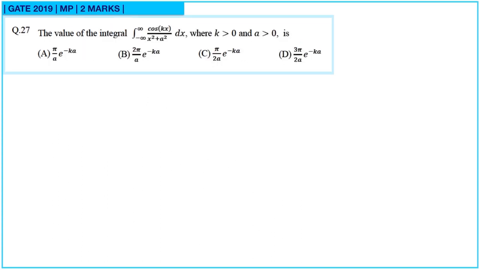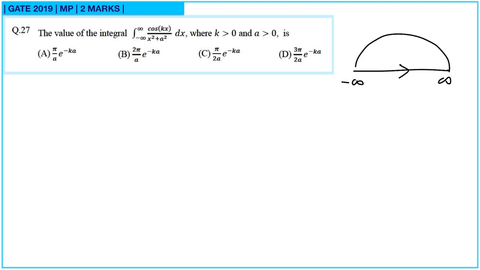Next question. The value of the integral from minus infinity to plus infinity of cos kx upon x² plus a² dx, where k is greater than 0 and a is greater than 0, is. Now the integral is from minus infinity to plus infinity.